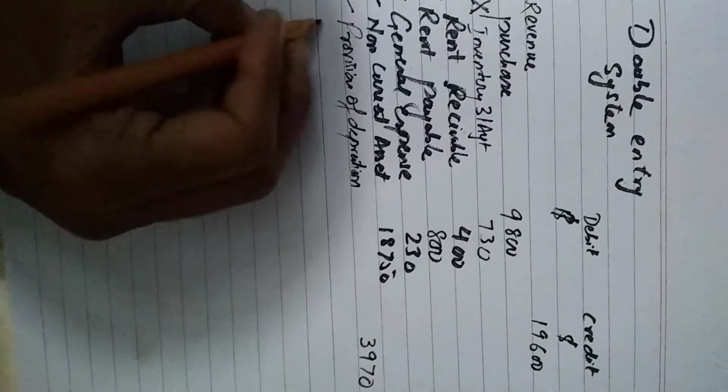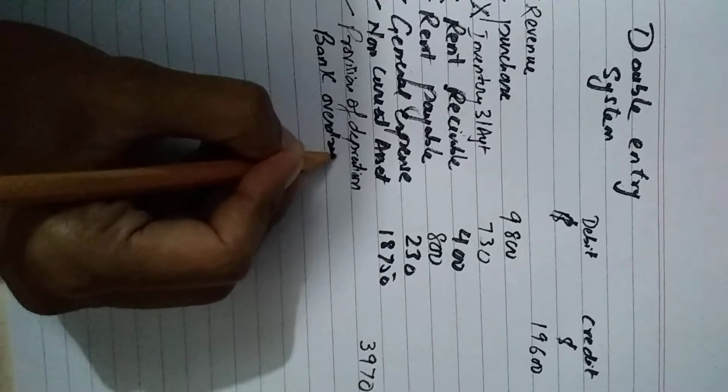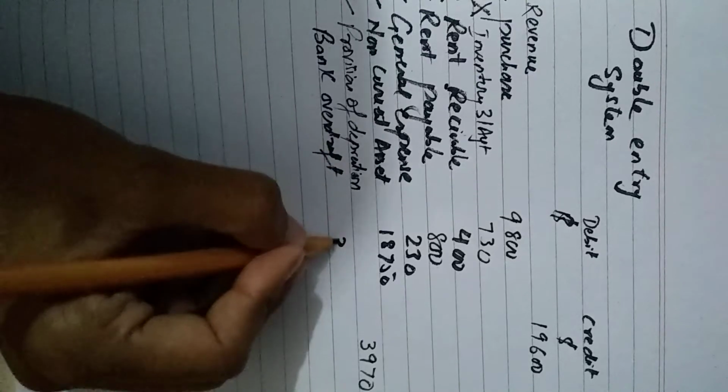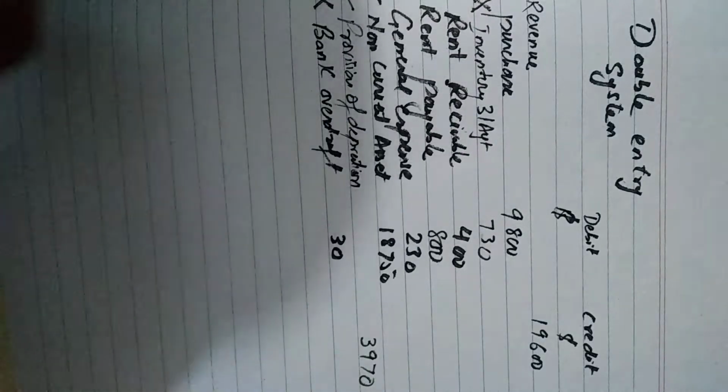And bank overdraft. Bank overdraft is our liability, so it is recorded here, which is wrong. It is our liability, so it is recorded on the credit side.